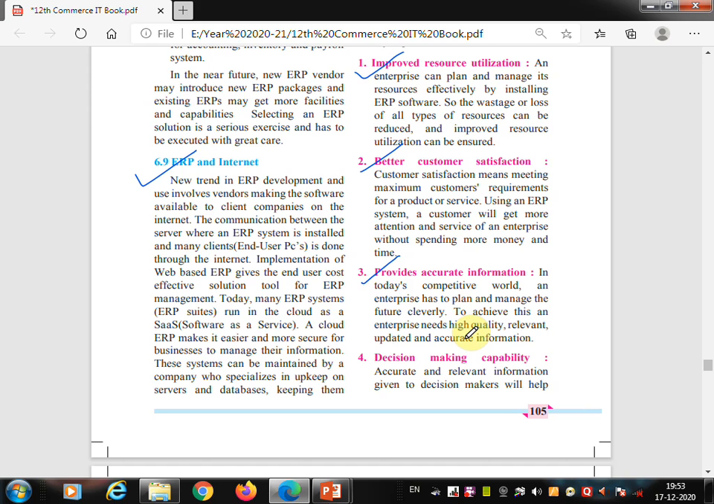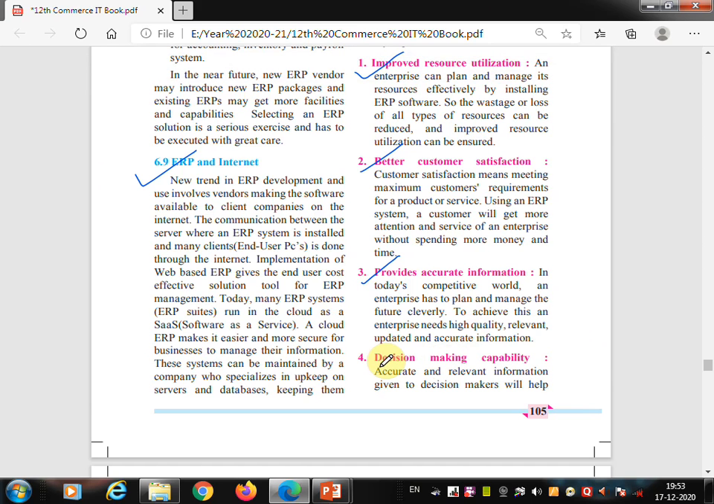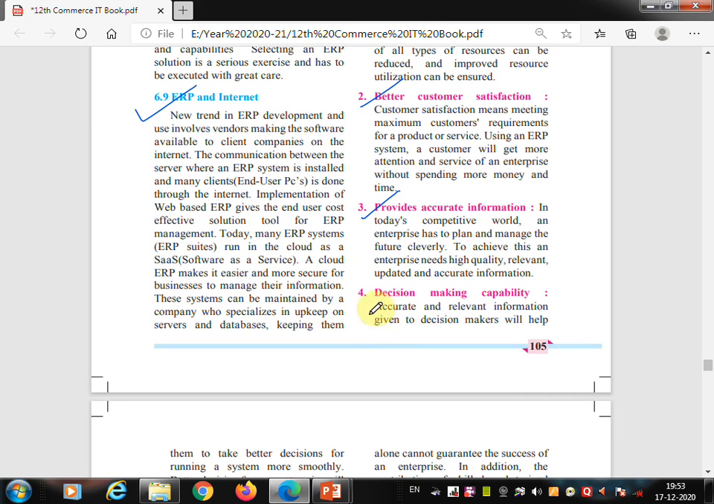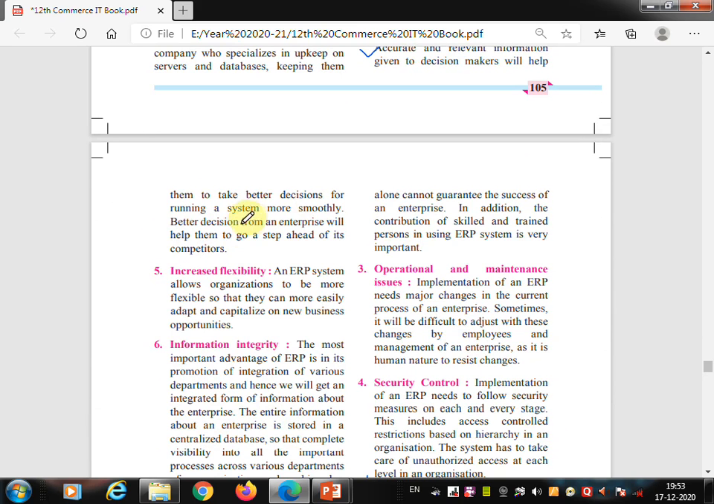Next, it provides accurate information. In today's competitive world, enterprises have to plan and manage the future cleverly. To achieve this, an enterprise needs high quality, relevant, updated and accurate information. So, decision making capability: accurate and relevant information given to decision makers will help them to take better decisions for running the system more smoothly. A better decision from enterprises will help them to go a step ahead of their competitors.